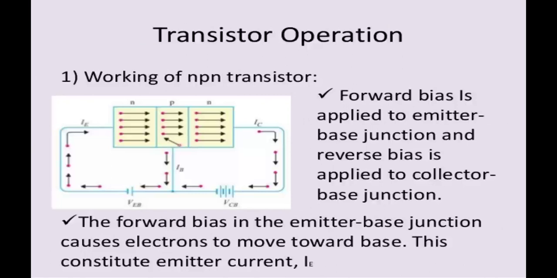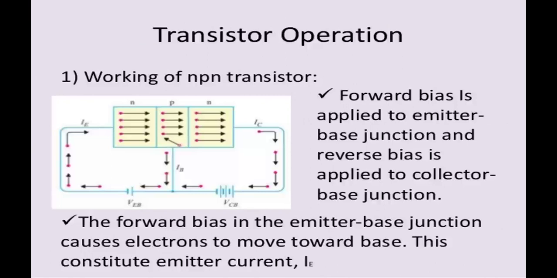The current is flowing from this, because these are the junctions. Forward bias is applied to the emitter base junction, and reverse bias is applied to the collector base junction. The forward bias in this emitter base junction causes the electrons to move towards the base. This constitutes the emitter current IE.